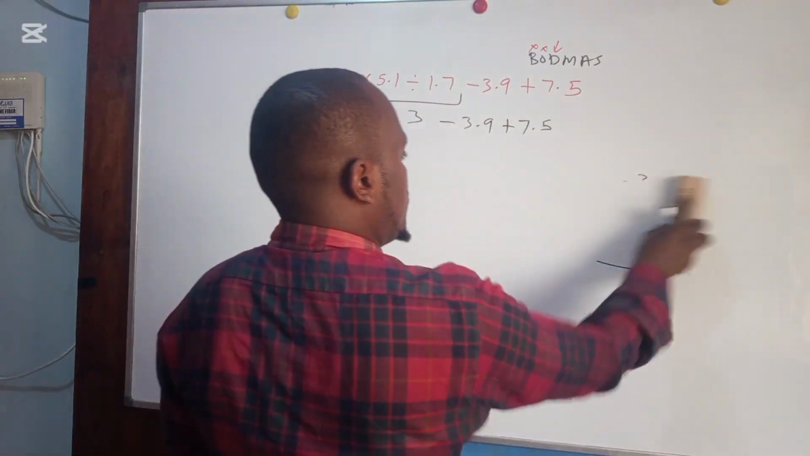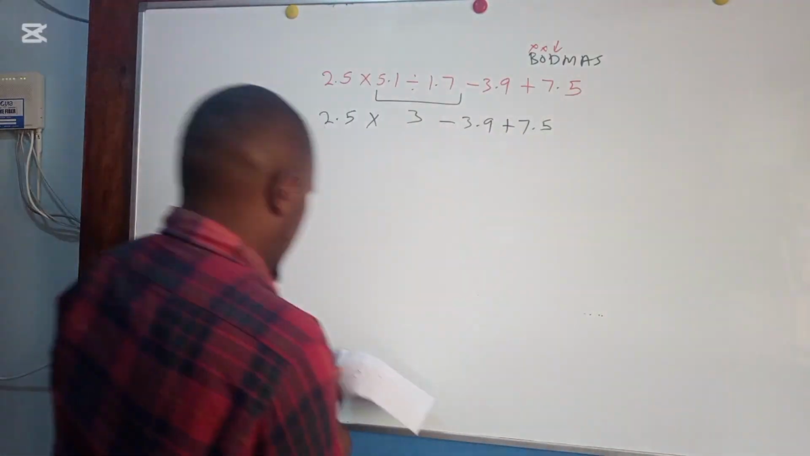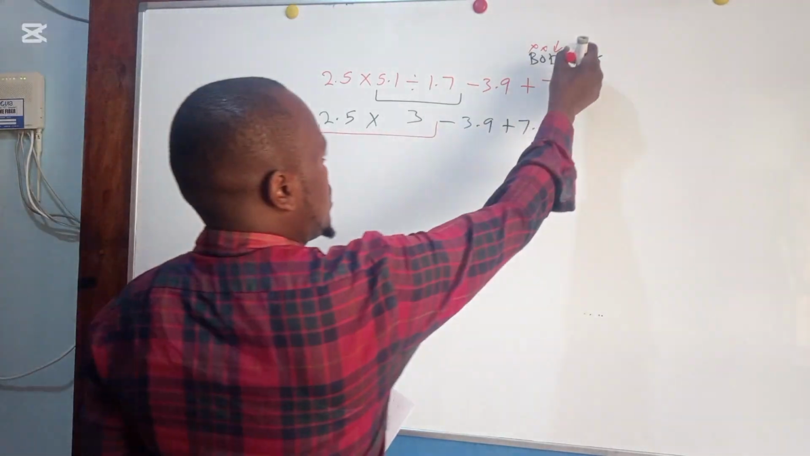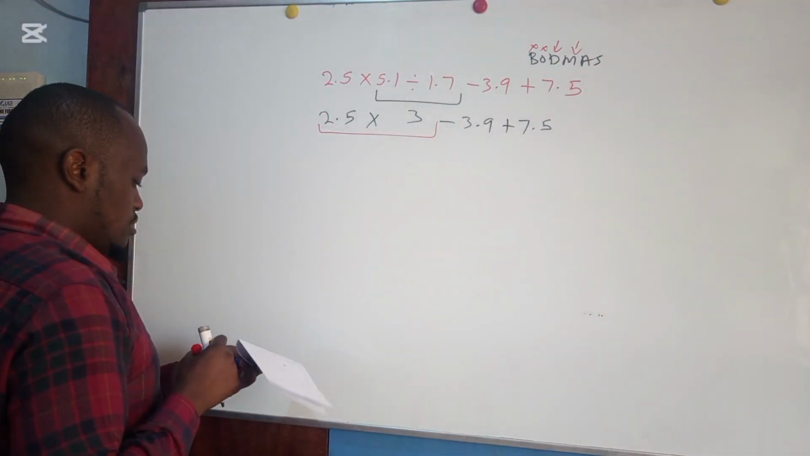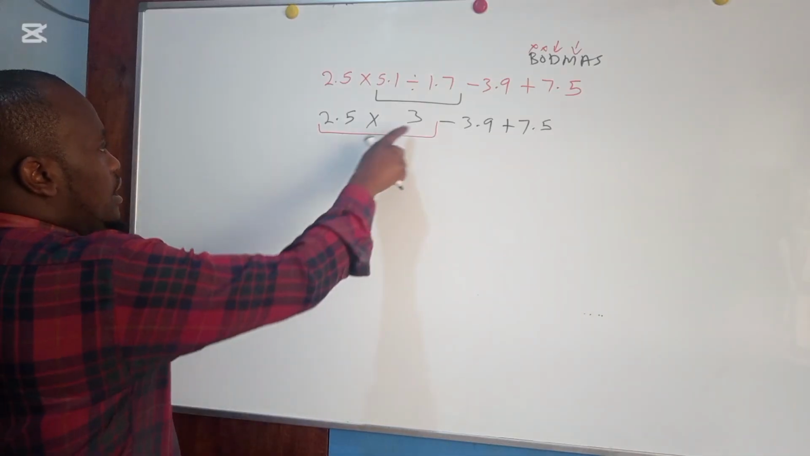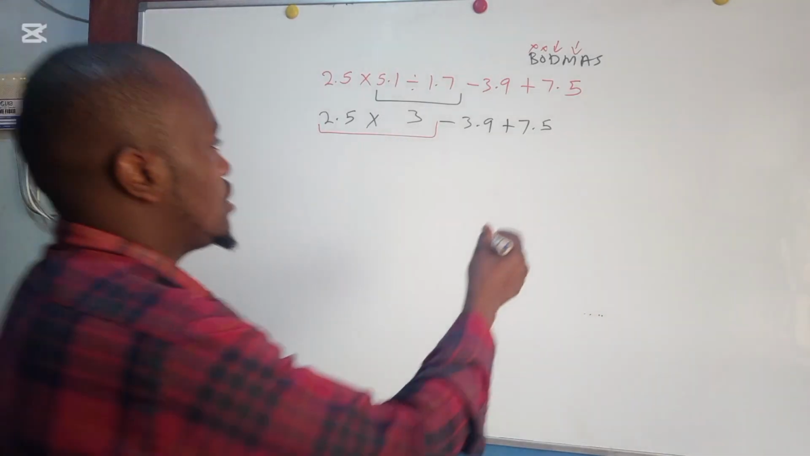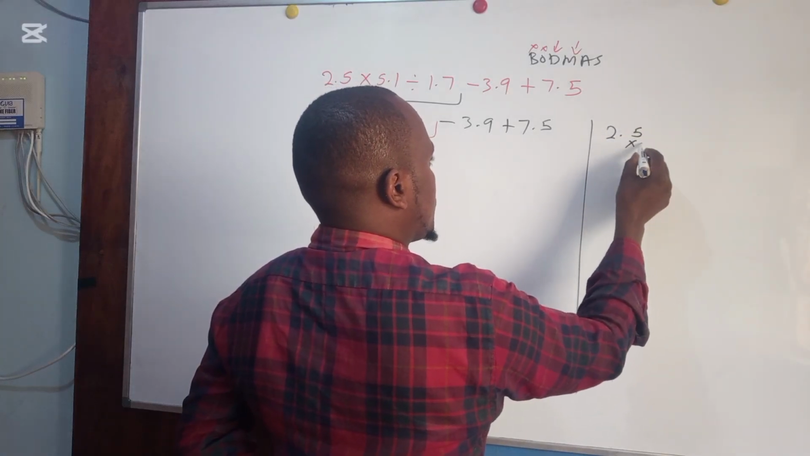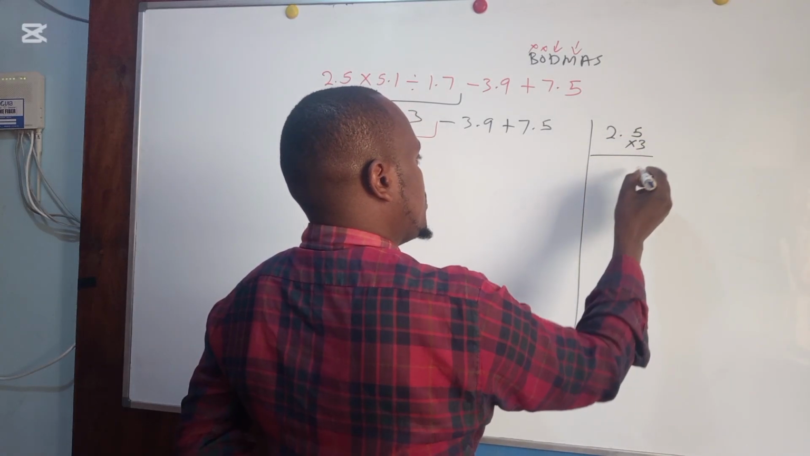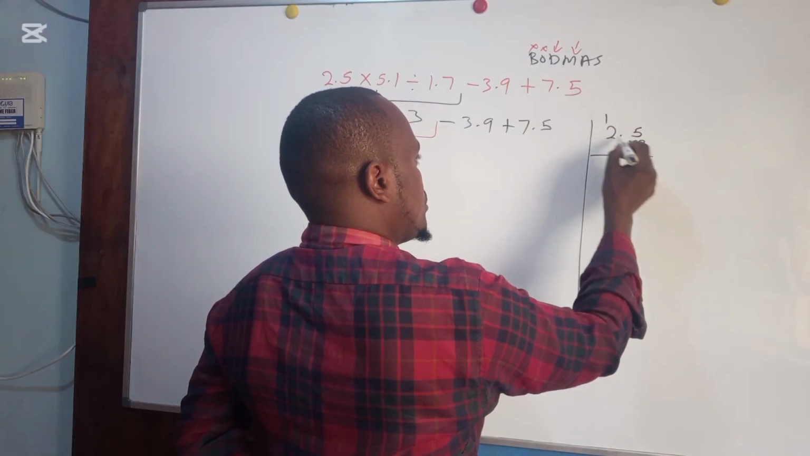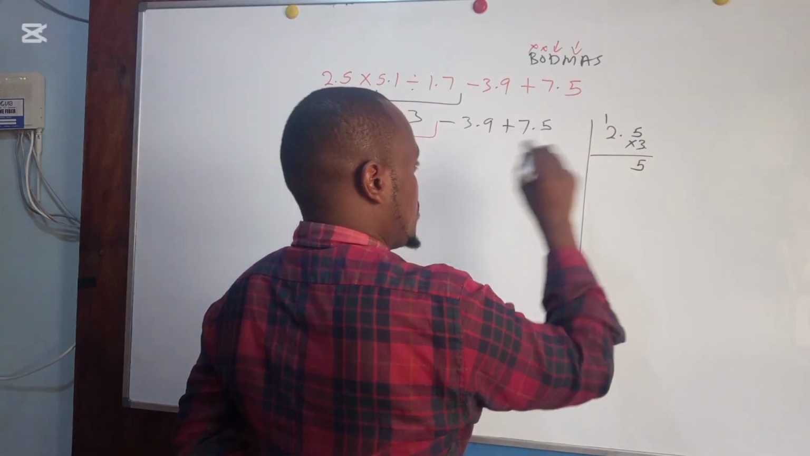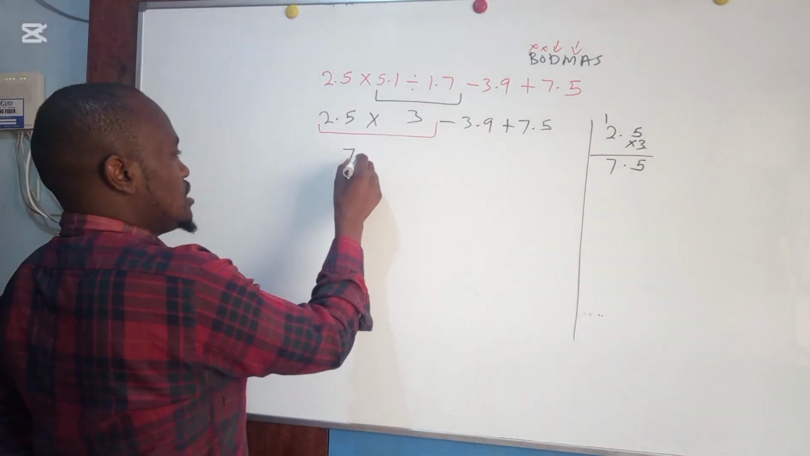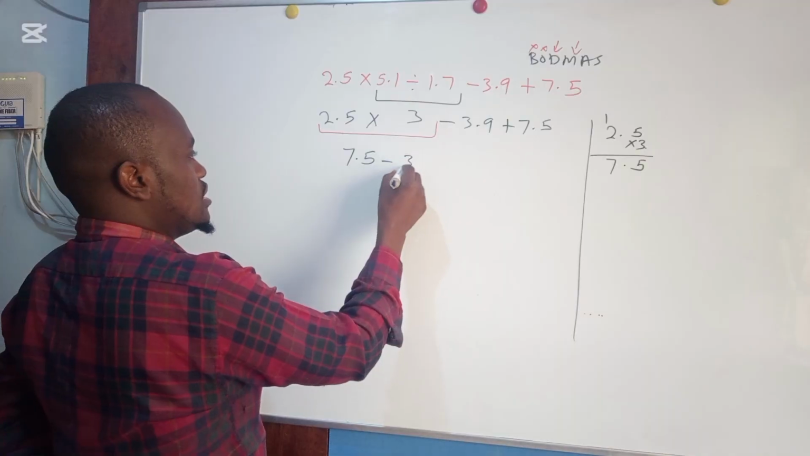So from here you can underline multiplication. After this we have multiplication, so after multiplication, 2.5 times 3, you can do your work in here. 3 times 5, 15, carry 1. 3 times 2 is 6, plus 1, 7. Then your decimal there. So this is 7.5 minus 3.9 plus 7.5.